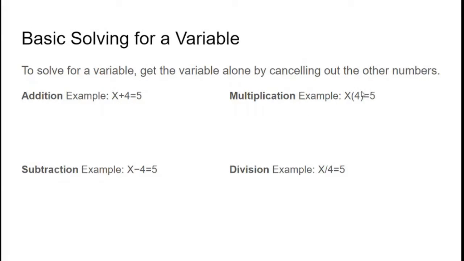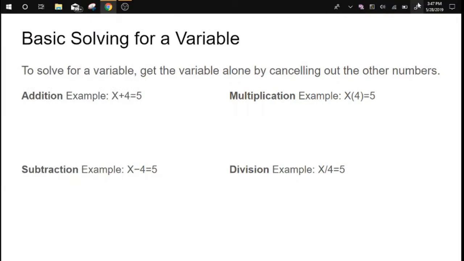Alright, so if you want to solve for a variable, you have to cancel out the other numbers and get the variable by itself on one side of the equation. We'll try a couple examples here.